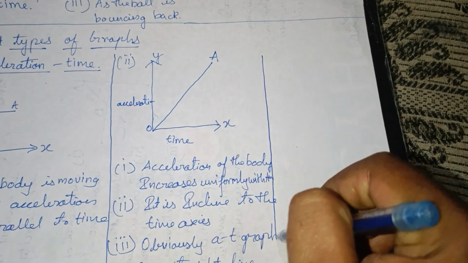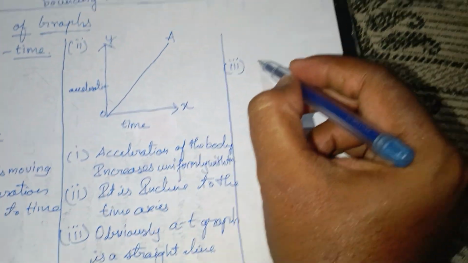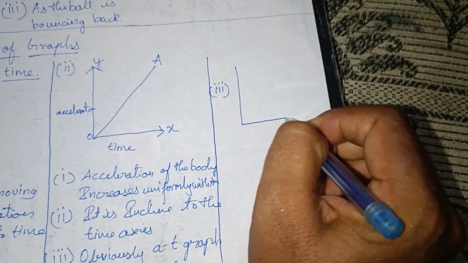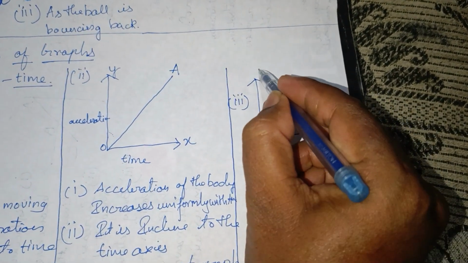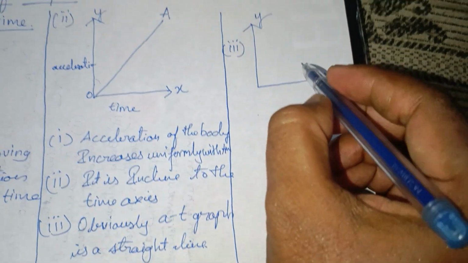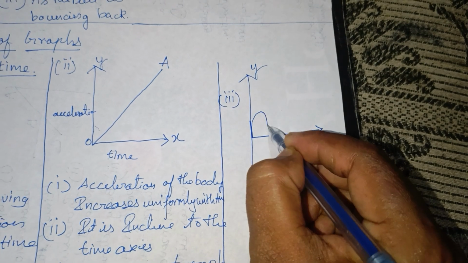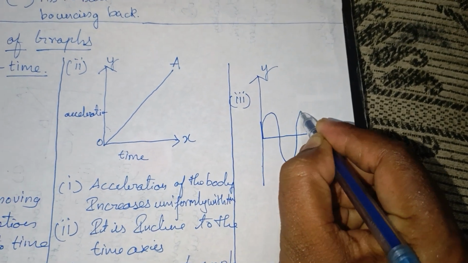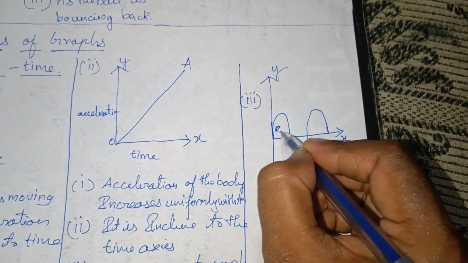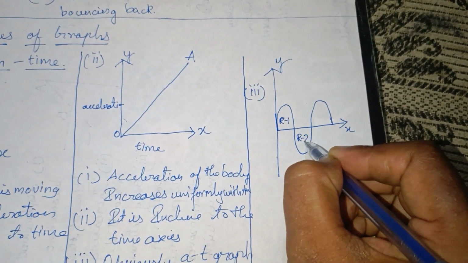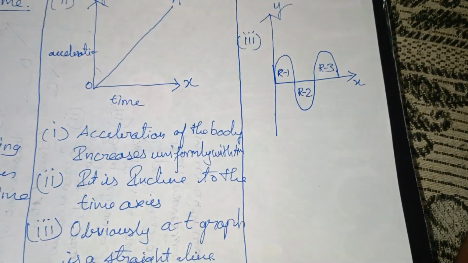The last but not the least graph you can add is the acceleration time graph where we again have the x component and the y component, and the graph behaves in this fashion. So you can say that this is region 1, this is region 2, and this is region 3. So what else can we write here?